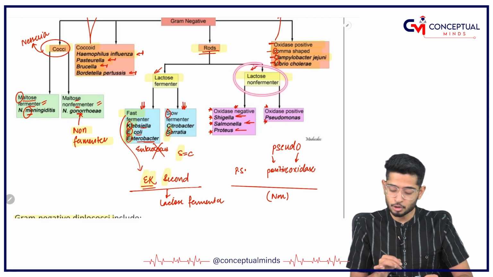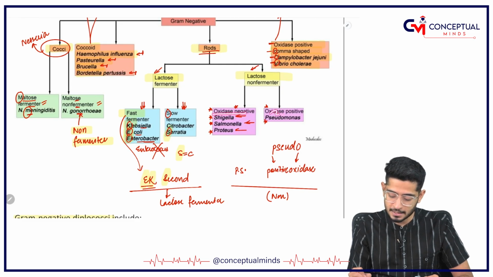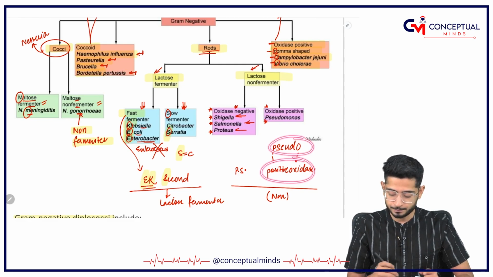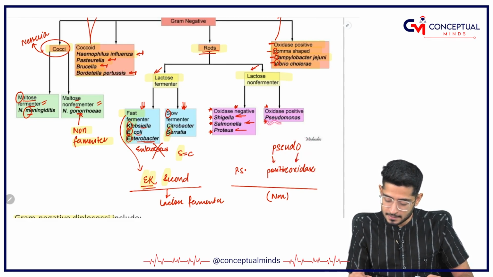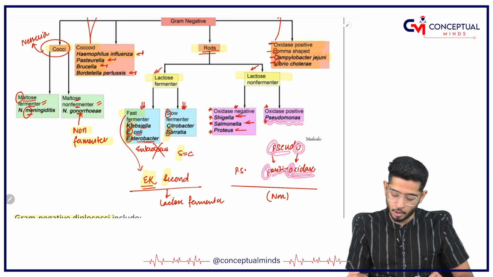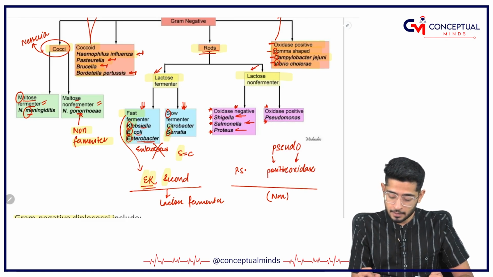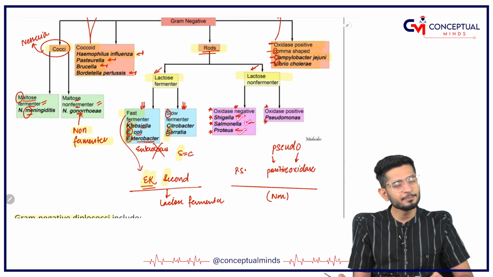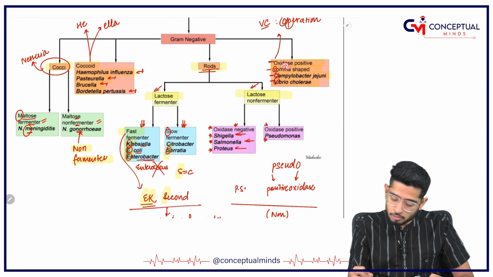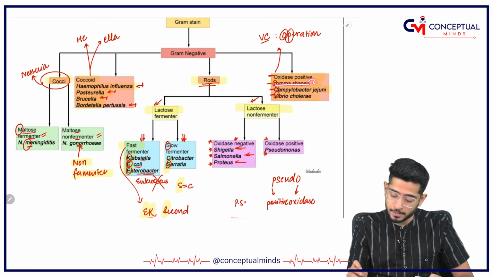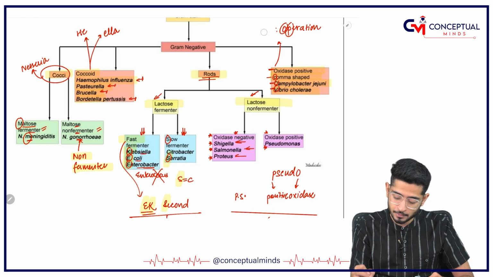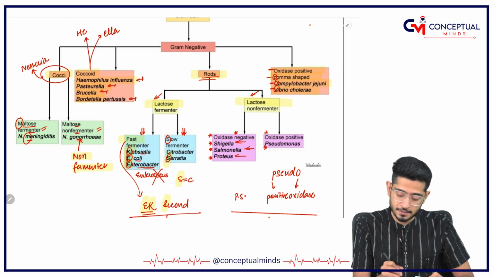Among lactose non-fermenters, you have oxidase negative and oxidase positive. For example, if I talk about Pseudomonas, O for oxidase and P for positive, so it is oxidase positive. If I talk about oxidase negative, the remaining ones: Shigella, Salmonella and Proteus. Coming on to oxidase positive: Vibrio cholerae and Campylobacter. So these are oxidase positive.